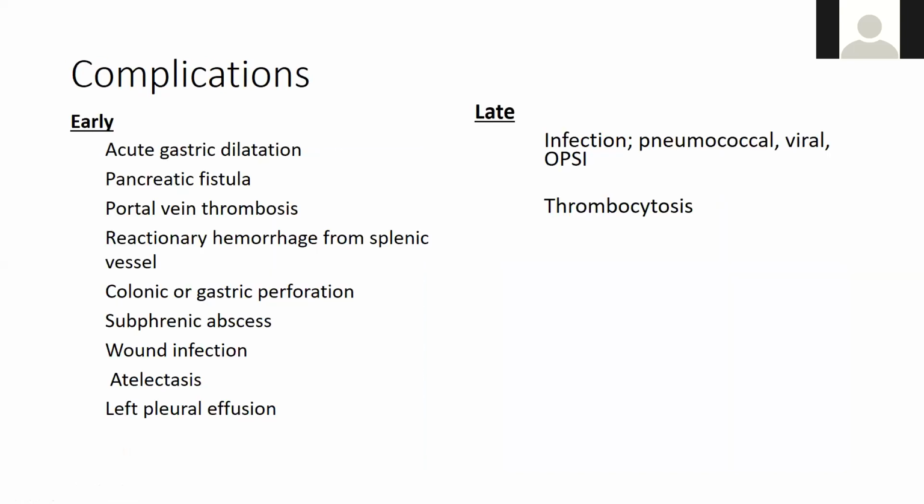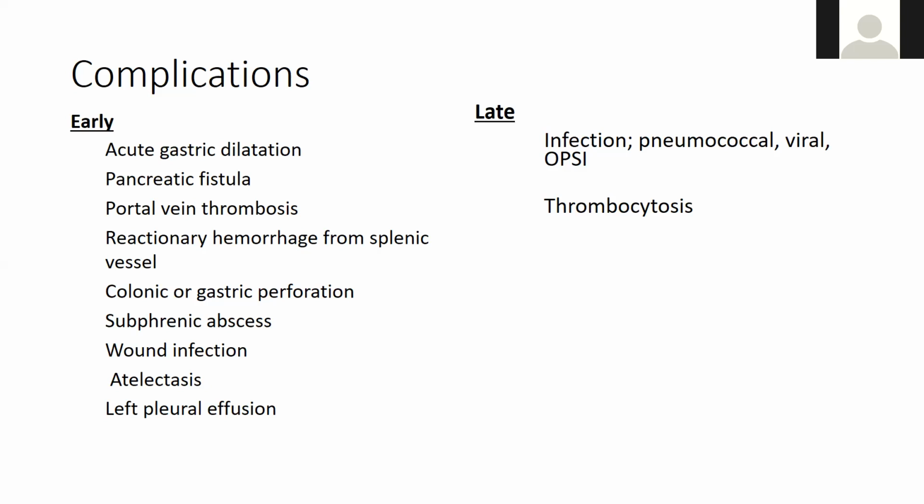The complications are usually related to your anatomical relations. So you can have a pancreatic fistula if you inadvertently clip the pancreatic tail. You can have portal vein thrombosis. You can have secondary bleeding from that area, and colonic and gastric perforations if you do diathermy burns, or when you cut along those areas. Apart from that, collections in the subdiaphragmatic space are one of the things that you look out for, along with atelectasis and the reactive pleural effusion that you see.